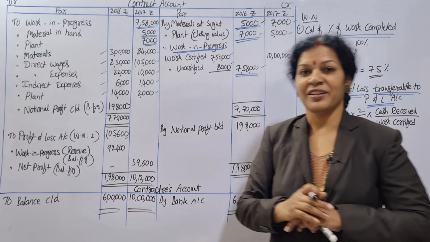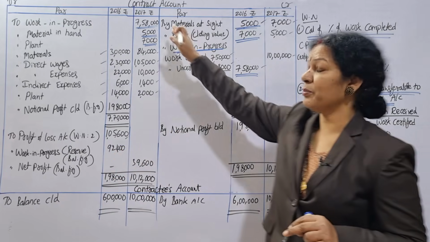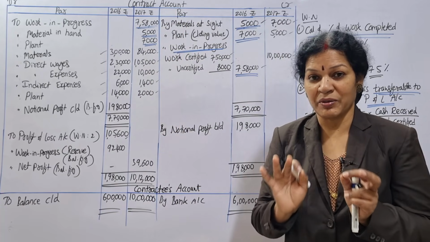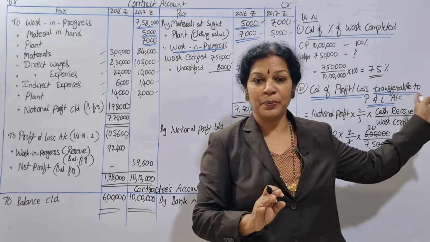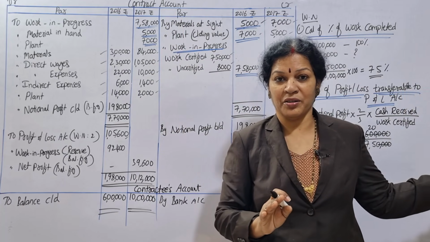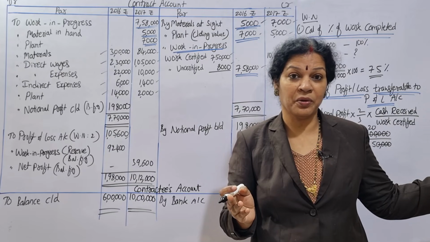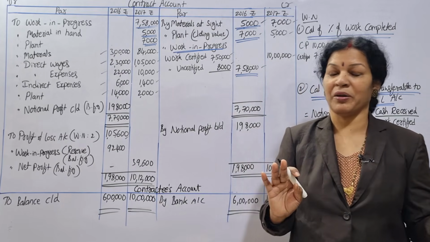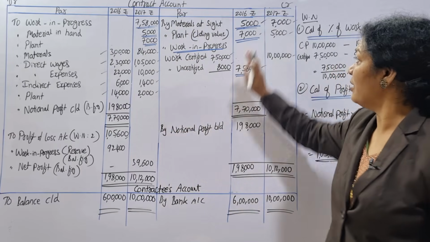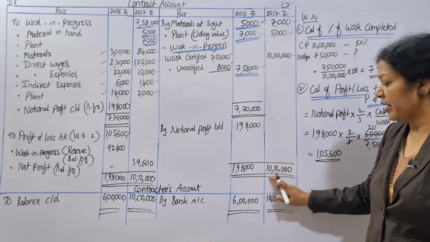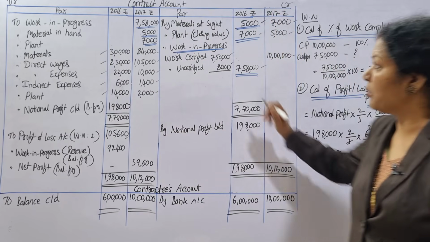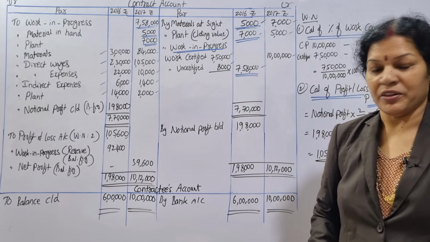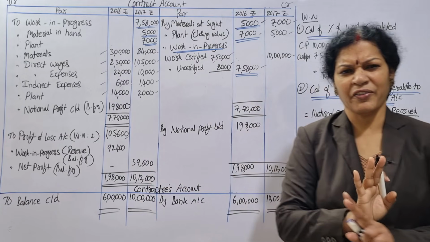Now we'll see the second year. Second year means 2017. We did not touch it, we have just posted. In this 2017 year, we are not going to calculate percentage of work completed or the profit and loss to be transferred to the profit and loss account. Nothing is required, and notional profit is also not required. Simply, here the credit side total is 10,12,000. Credit side total minus all these amounts, you will get profit, simply net profit, just like final accounts.